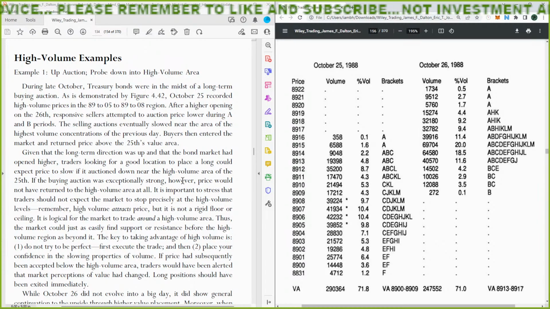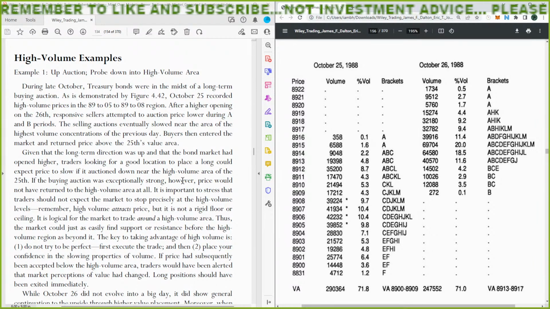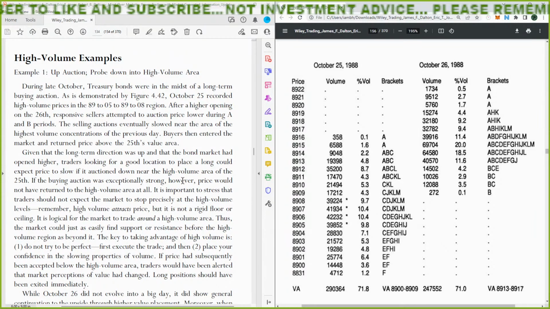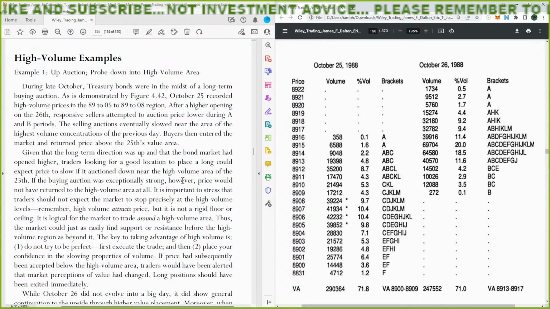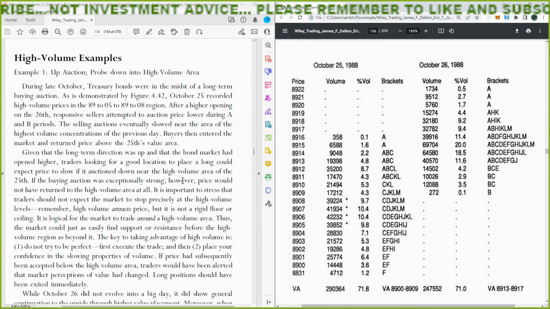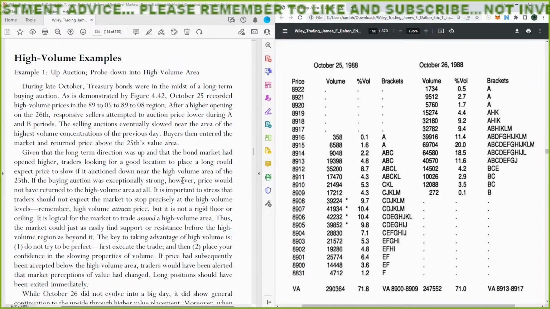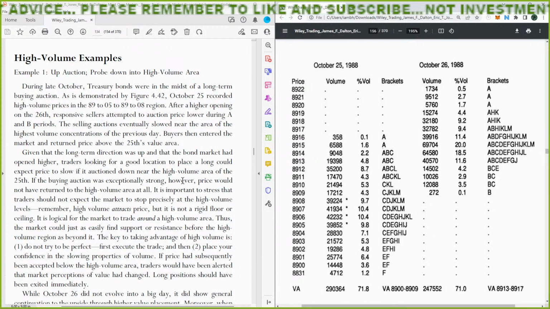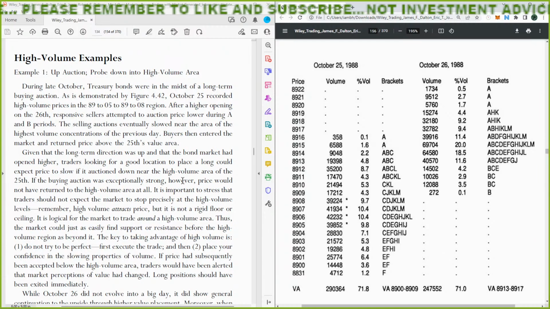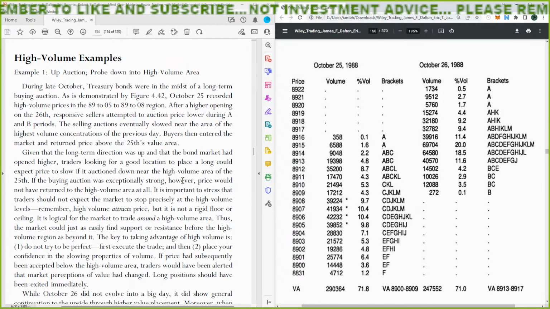October 25th recorded high volume prices in the 89-05 and 89-08 region after a higher opening on the 26th. Responsive sellers attempted to auction price lower during A and B periods. The selling auctions eventually slowed near the area of the highest volume concentrations of the previous day. Buyers then entered the market and returned price above the 25th value area.